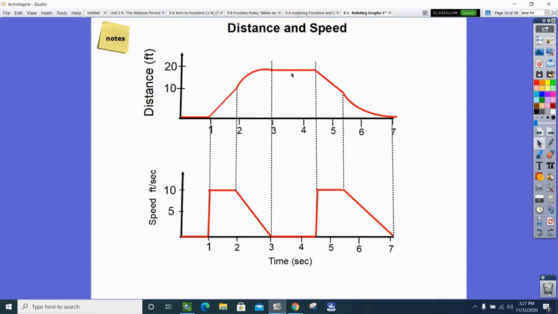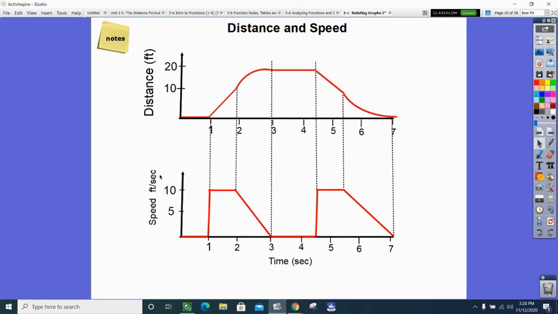So a flat horizontal piece on a distance graph means you're not moving. A flat horizontal piece on a speed graph, if it's at 0, means you're not moving. But if it's up here, you're moving at a steady speed. Slanted pieces on a speed graph mean you're slowing down or speeding up. So you've got to understand the difference of those two when you tell your stories.